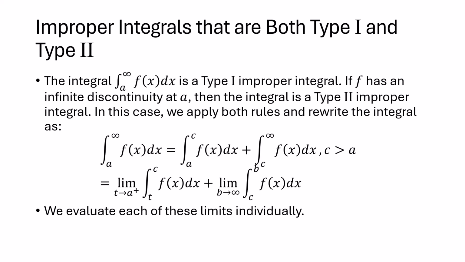And then we will take each of those integrals and use our limit notions. So that will result in the limit as t approaches a from the right of the integral from t to c of f of x dx, plus the limit as b approaches infinity of the integral from c to b of f of x dx. And we will evaluate each of these limits individually. And this is how we approach improper integrals that have both a type 1 and type 2 discontinuity.